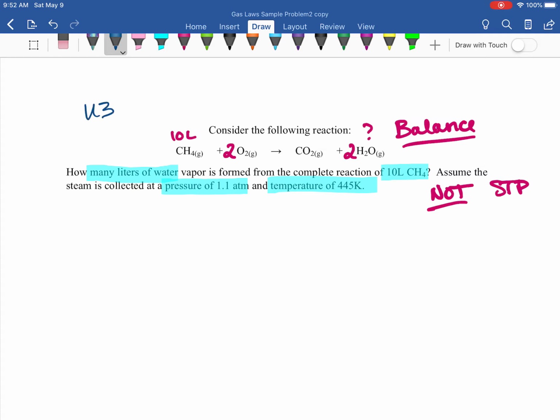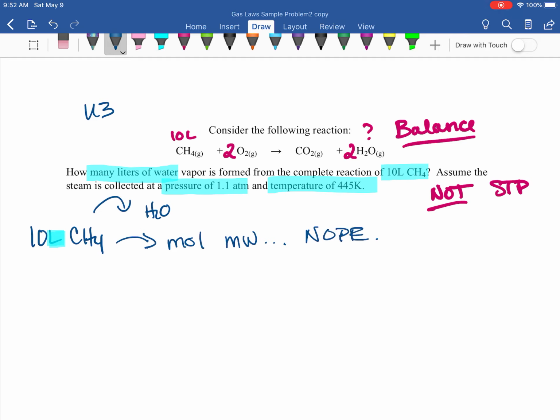And why is it long? Okay, let's follow what we would do in Unit 3. We would take the one amount we're given, 10 liters of methane, and our goal is to convert that to water. But here's the kicker. This is liters, not grams. So I can't use our standard conversion to moles by using our molecular weight. It doesn't work here.